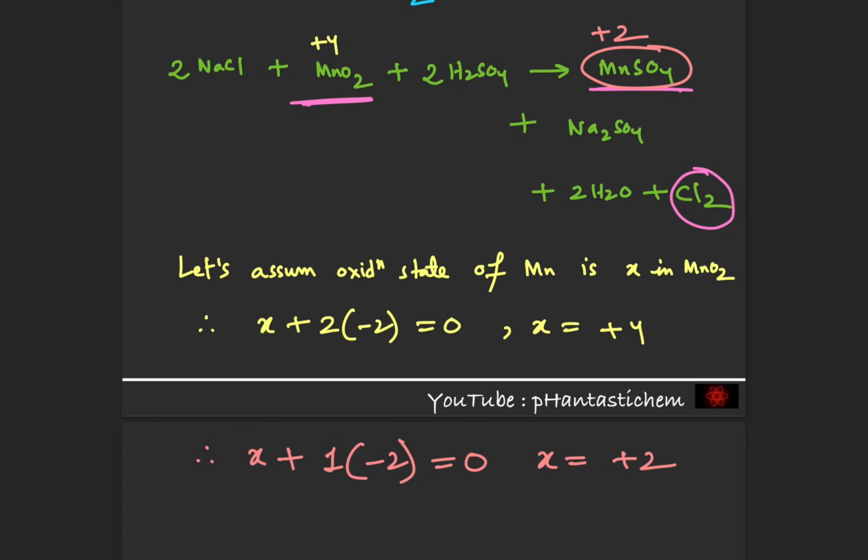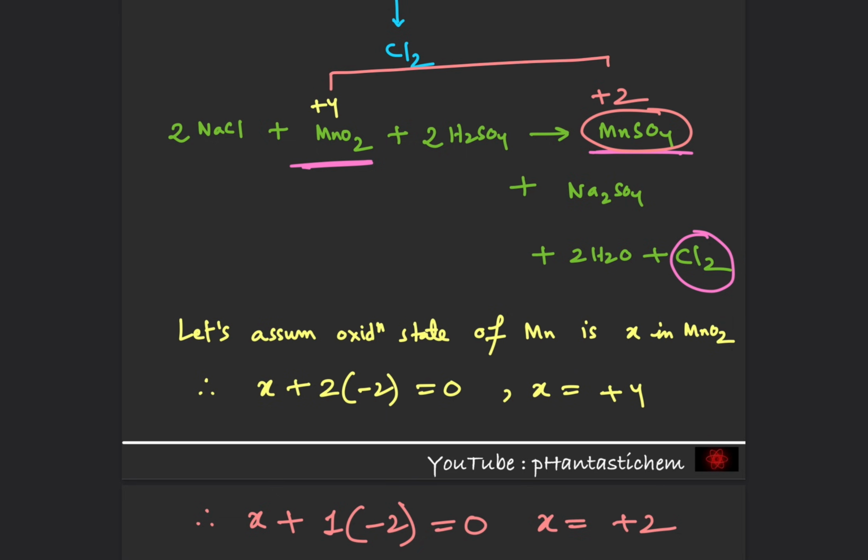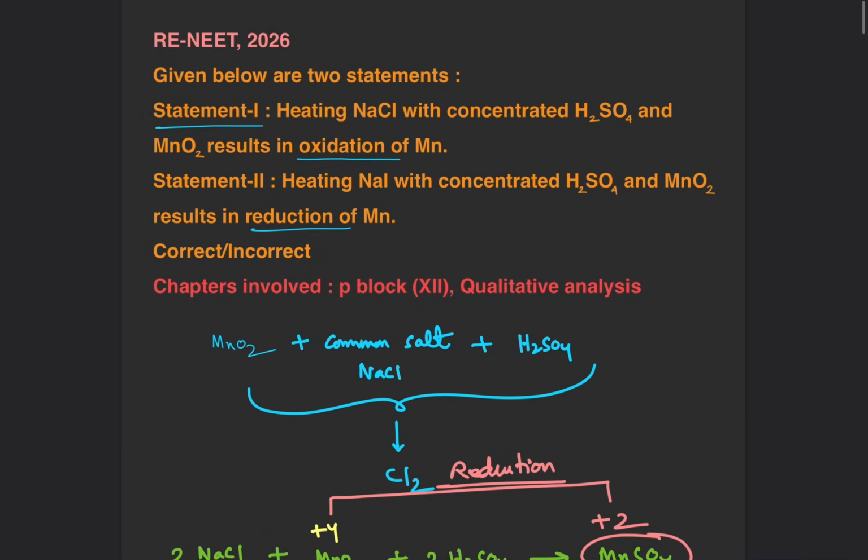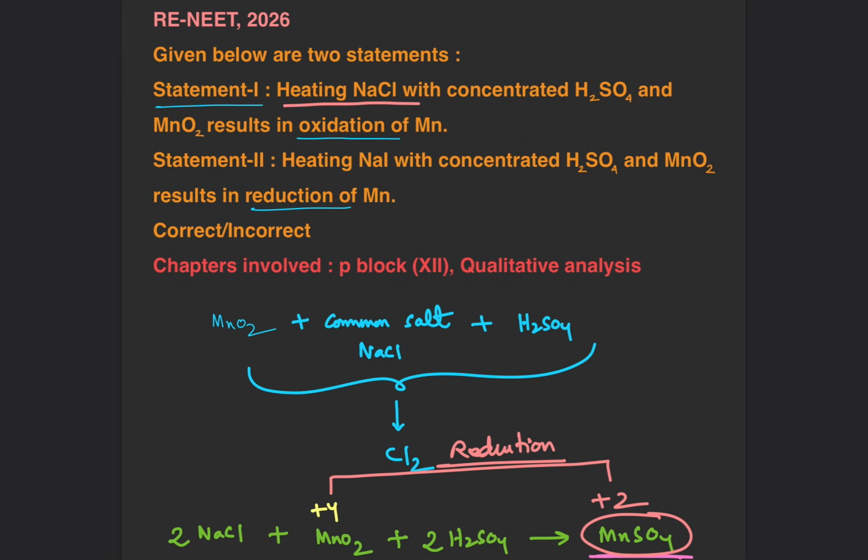So you can see, as Mn changes from MnO2 to MnSO4, there is a decrease in oxidation number from plus 4 to plus 2. And we know that the decrease in oxidation number is reduction. So Mn is undergoing reduction. Therefore statement 1 is incorrect, because statement 1 says that heating NaCl with concentrated H2SO4 and MnO2 results in oxidation. So it is incorrect. It should have been reduction of Mn.